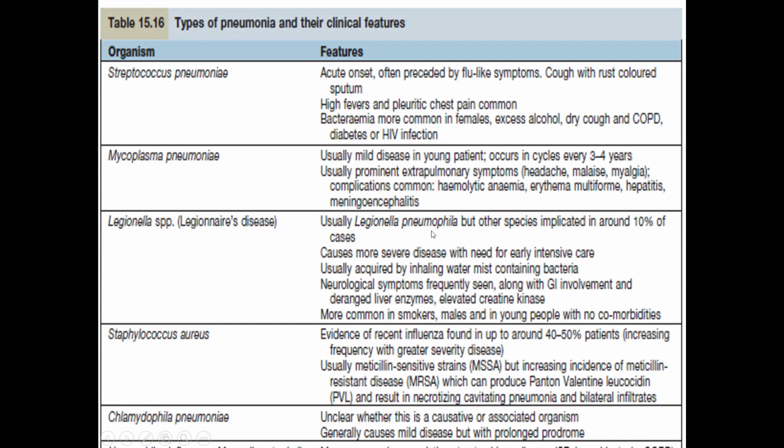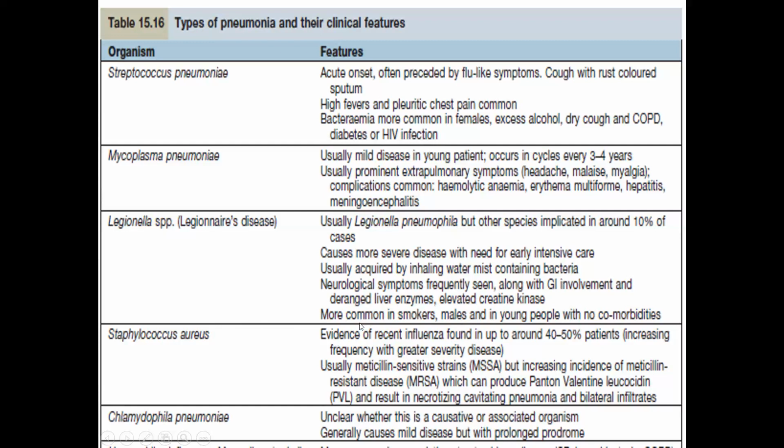Legionella disease is usually Legionella pneumophila, but other species are implicated in around 10% of cases. This causes more severe disease with need for early intensive care. It's usually acquired by inhaling water mist containing bacteria. Neurological symptoms are frequently seen along with GI involvement, deranged liver enzymes, and elevated creatine kinase. This is more common in smokers, males, and in young people with no comorbidities.